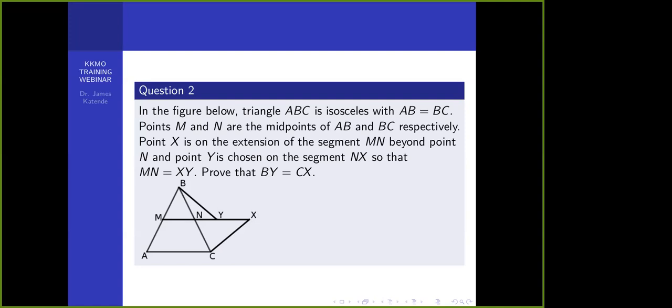So we have a point X, which is on the extension of this segment MN on the side of N, right? And we also pick a point Y on this segment NX, and we pick it such that these two segments, MN and XY, are of equal length. So the task here is to prove that BY is equal to CX.